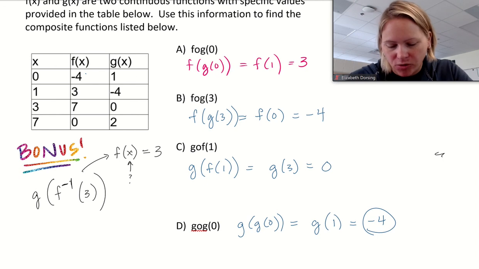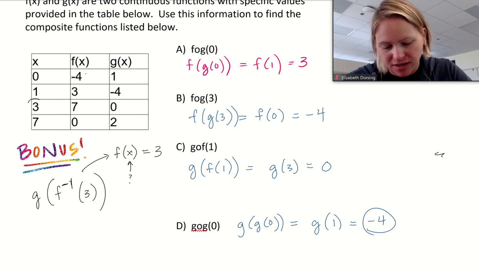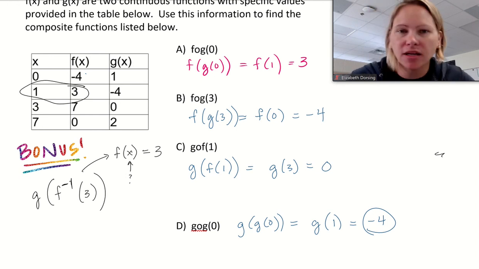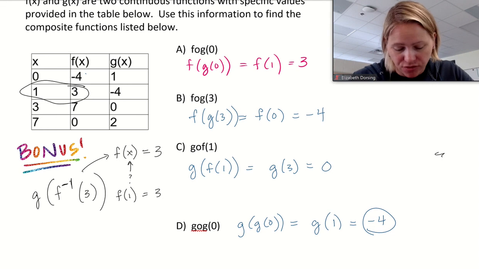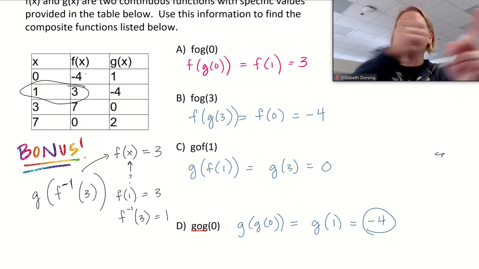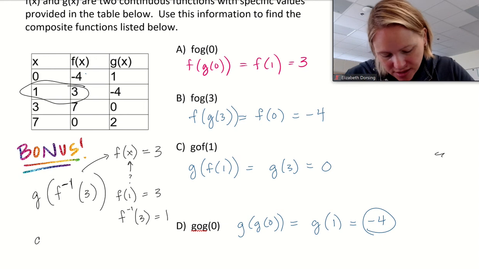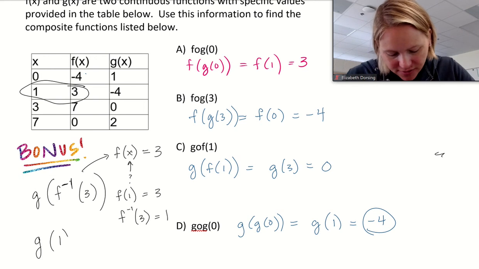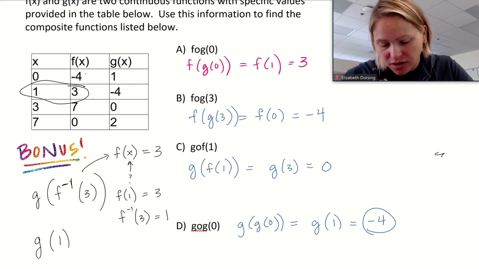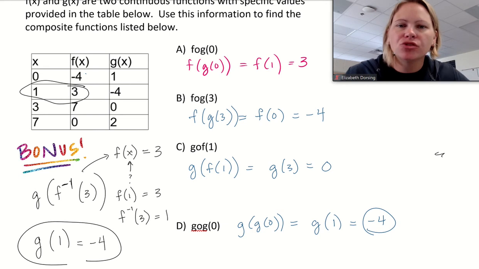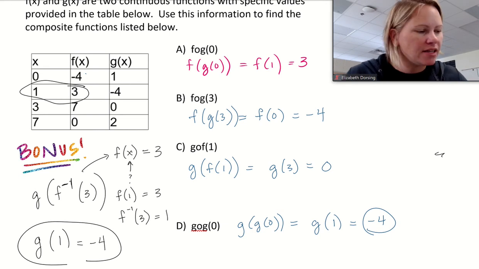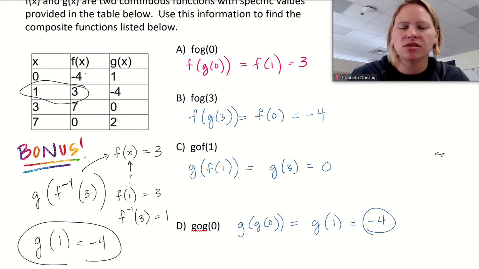So f of what makes 3? So if I look at my table, f of what makes 3? I'm going to look right here. f of 1 makes 3. So f inverse of 3 is equal to 1. The domain and the range are exchanged. So this is actually asking me to find g of 1. So g of 1 is negative 4. So there's your little bonus question, and that's a tricky one, and I wouldn't put it past the AP exam to include something along those lines.